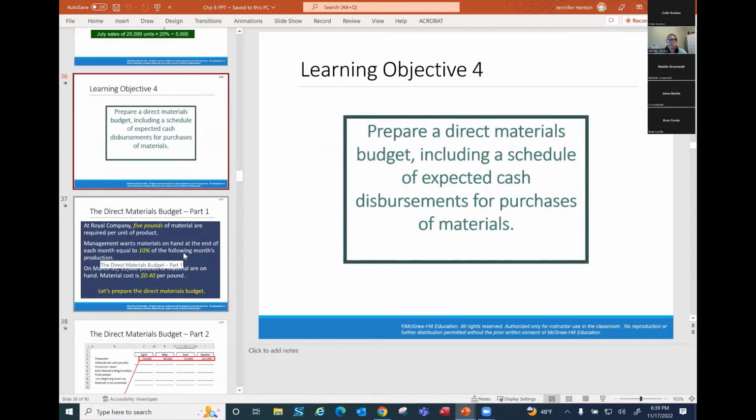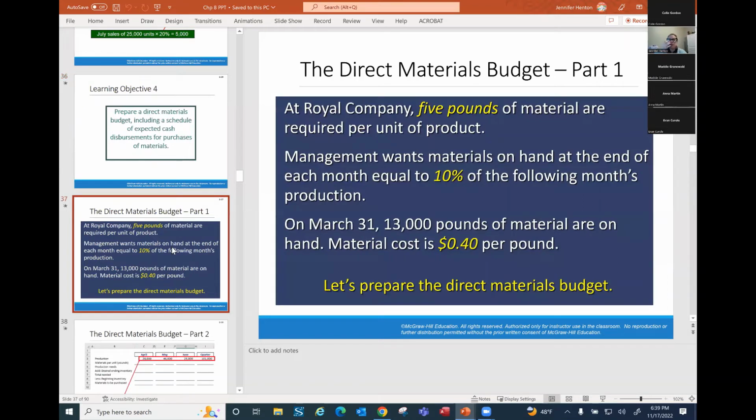So now we need to look at the direct materials budget, the schedule of the expected cash disbursements for the purchases of the materials. I need to buy the materials that I need to use for this production process. All right, so at Royal Company, 5 pounds of material are required per unit of production. Management wants material on hand at the end of each month equal to 10% of the following month's production. And on March 31, 13,000 pounds of material are on hand. Material cost is 40 cents per pound. So we're going to look at the direct materials budget.